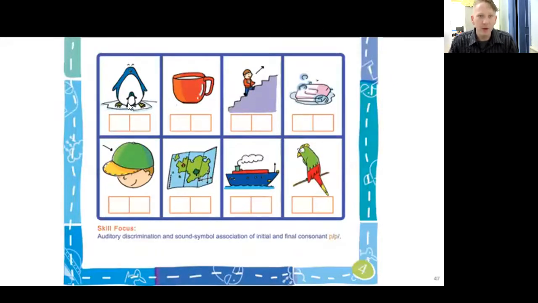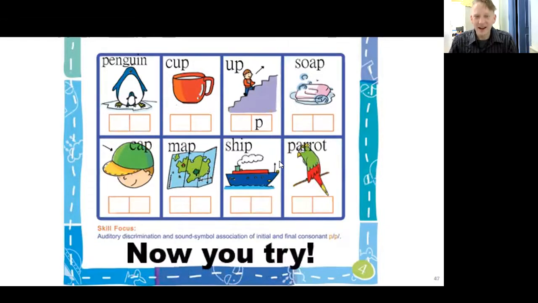Okay, let's go to the next one here. And we have penguin, cup. Think about cup. Up. Think about that one. Soap, cap, map, ship, and parrot. Ooh, this is tricky. But I know you boys and girls can do it. As you see, the word up has the ending p sound. And you figure out the rest. I know you can do it. Okay. And now you try.